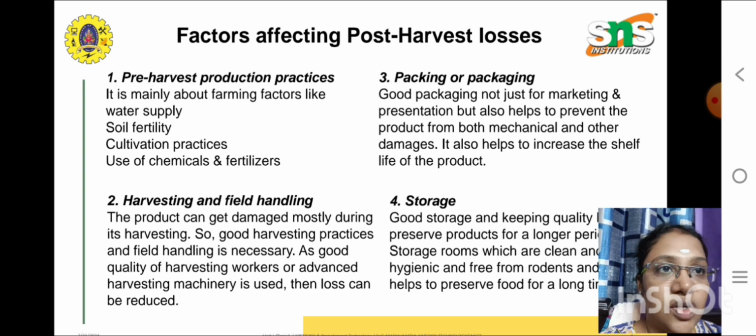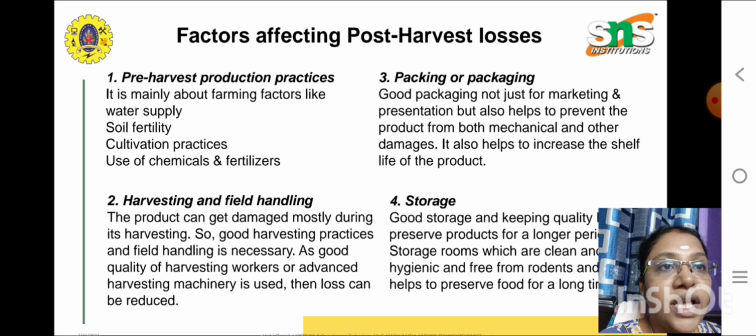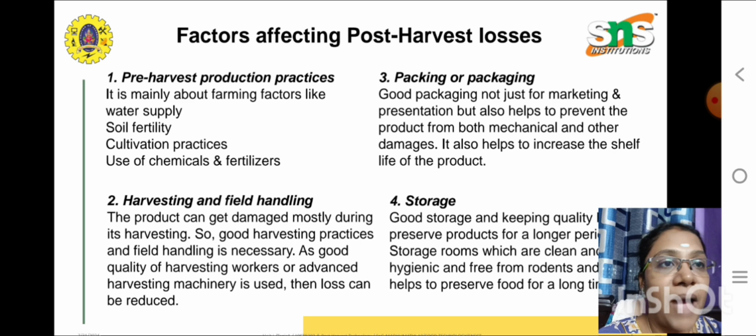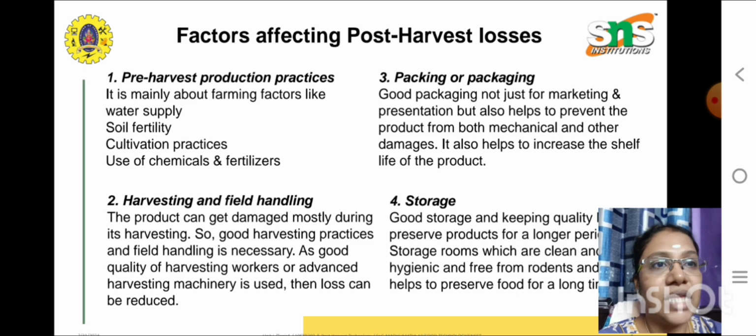Third is the packaging or the packing. Obviously we have to look into the marketing presentation aspect. We have to consider a good packaging being chosen for each type of crop in order to prevent the product from both mechanical and other sorts of damages that occur. It will also help to increase the shelf life of any product.